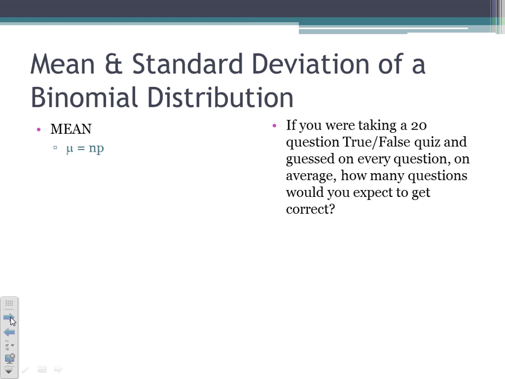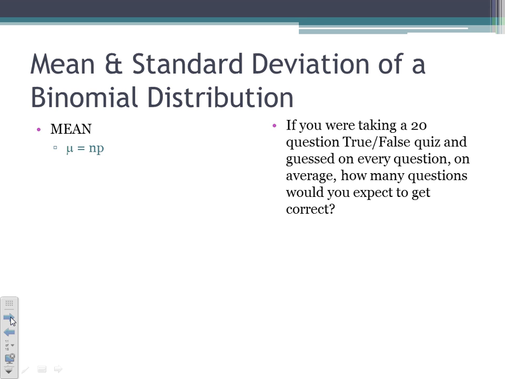Well, most of you, just using a little logic, would recognize, well, I would expect to get 10 questions on average right. I mean, I have a 50% chance of getting any individual question correct. And that's the same logic that we use in finding the mean of a binomial distribution. We just take the number of trials, 20, times the probability of success, 0.5. And on average, you would expect to get, mathematically, 10 questions correct. So again, you can see this is a very simple formula to set up and use.